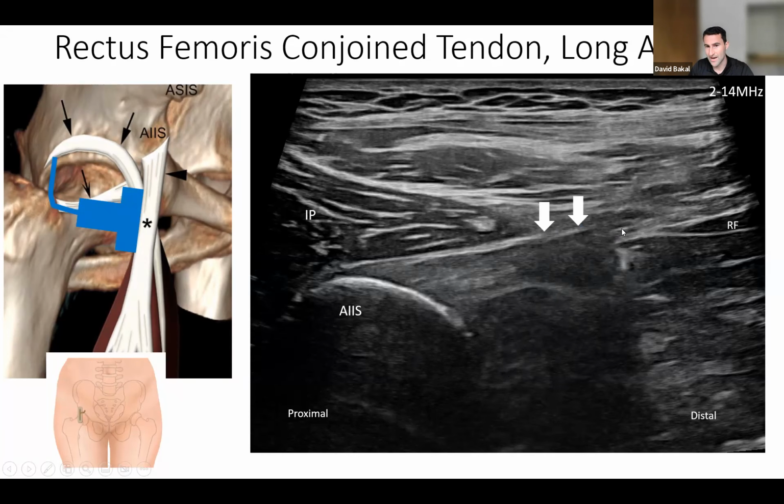And on the next slide, we'll talk about how the conjoined tendon ends up becoming that rectus femoris muscle at the myotendinous junction. But you can start to appreciate that right here in this section.